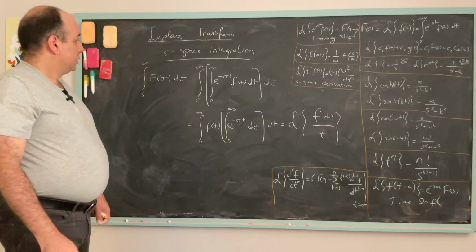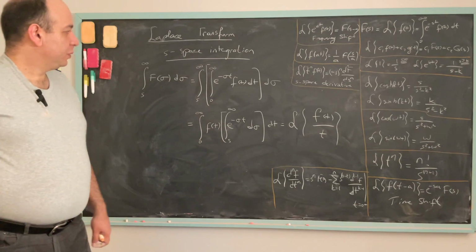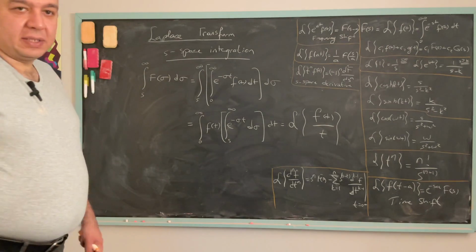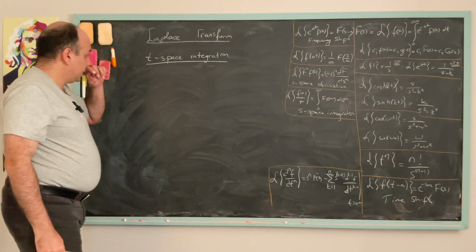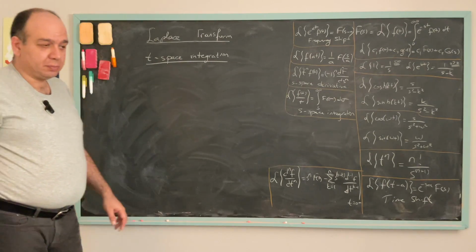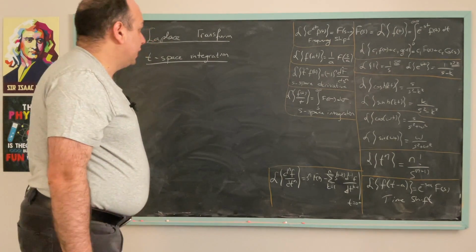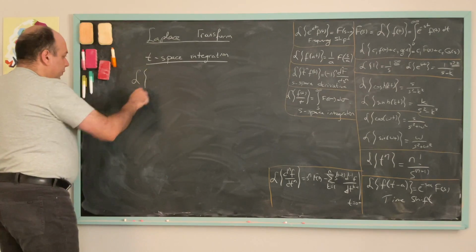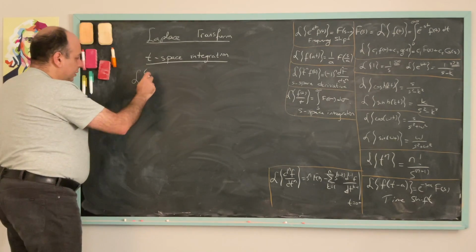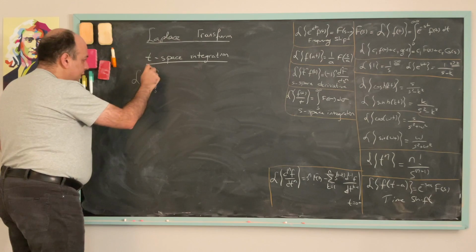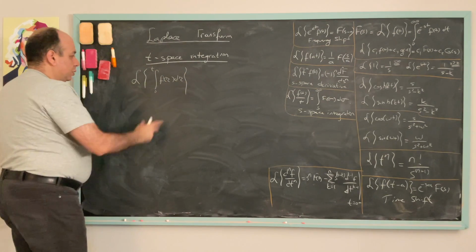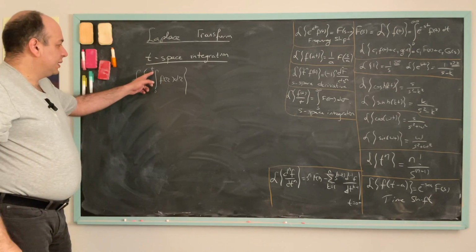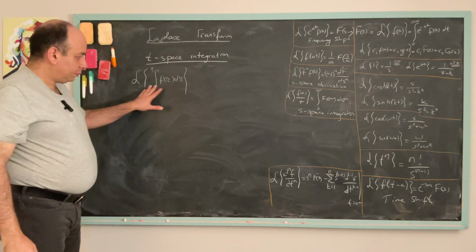Okay. So now the next step is to do the t space integration and see what it gives us. So I'm done with the S space integration. So now I'm going to discuss what t space integration means within the context of Laplace transform. The main idea is to find the Laplace transform of the integral from 0 to t of f of tau d tau. So this is still a function of time t, but t here is the upper limit of this integral.